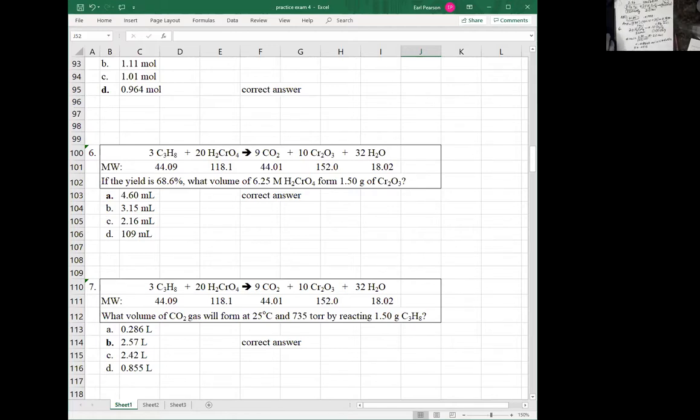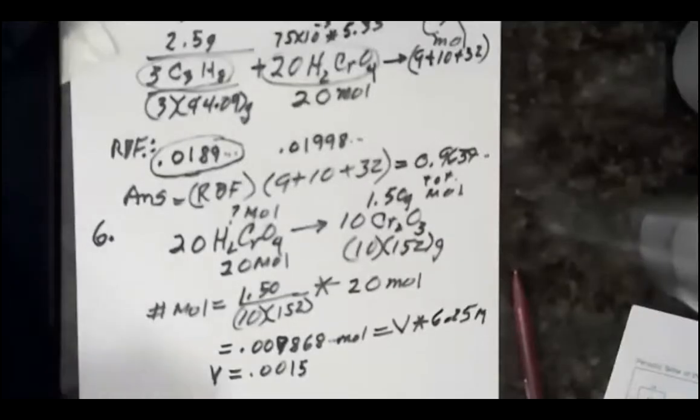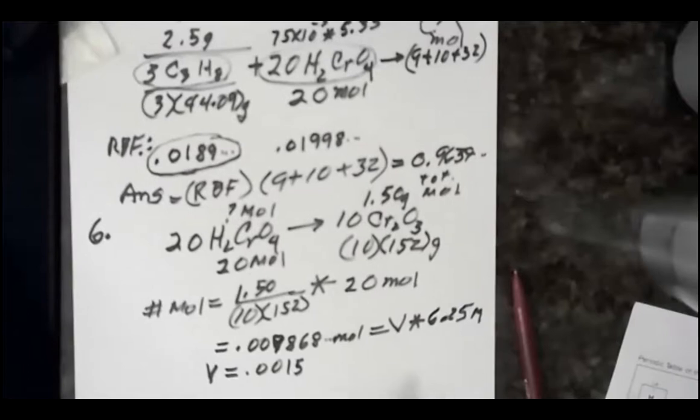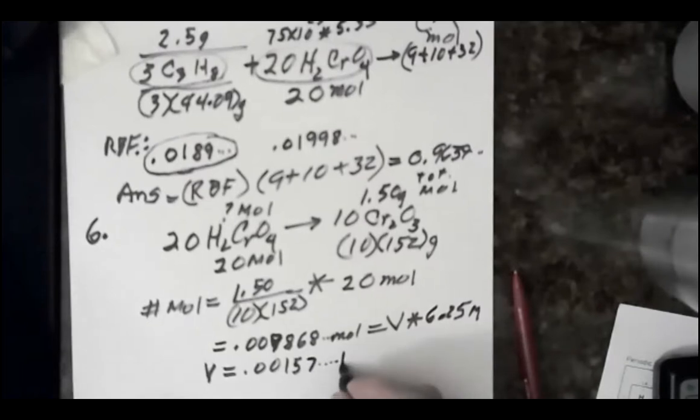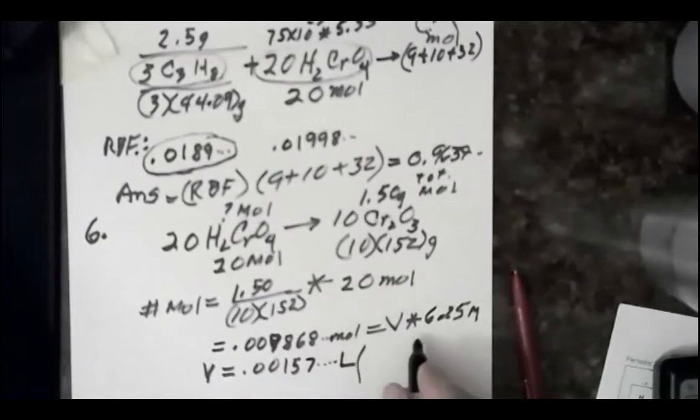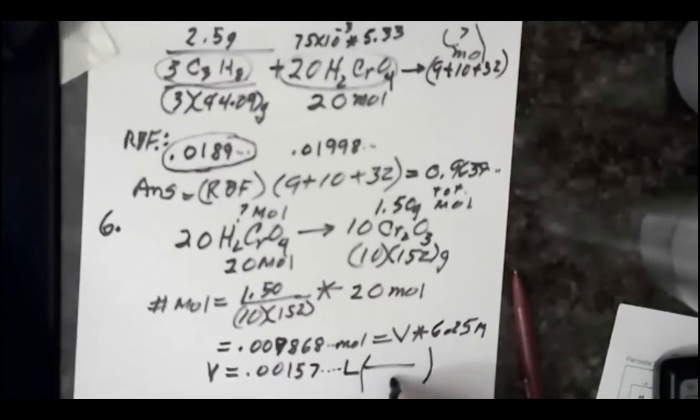Oh, I never did turn it where you could watch me. Let's do that. Okay, well, here's where I am with the setup. 0.00157 and a whole bunch of other digits here. Liters. Now look at my answers. My answers are in milliliters, so I need to convert from liters to milliliters. Milli is 10 to the minus 3, so I need a 10 to the minus 3 in the denominator. 10 to the minus 3 liters and 10 to the minus 3 liters is 1.